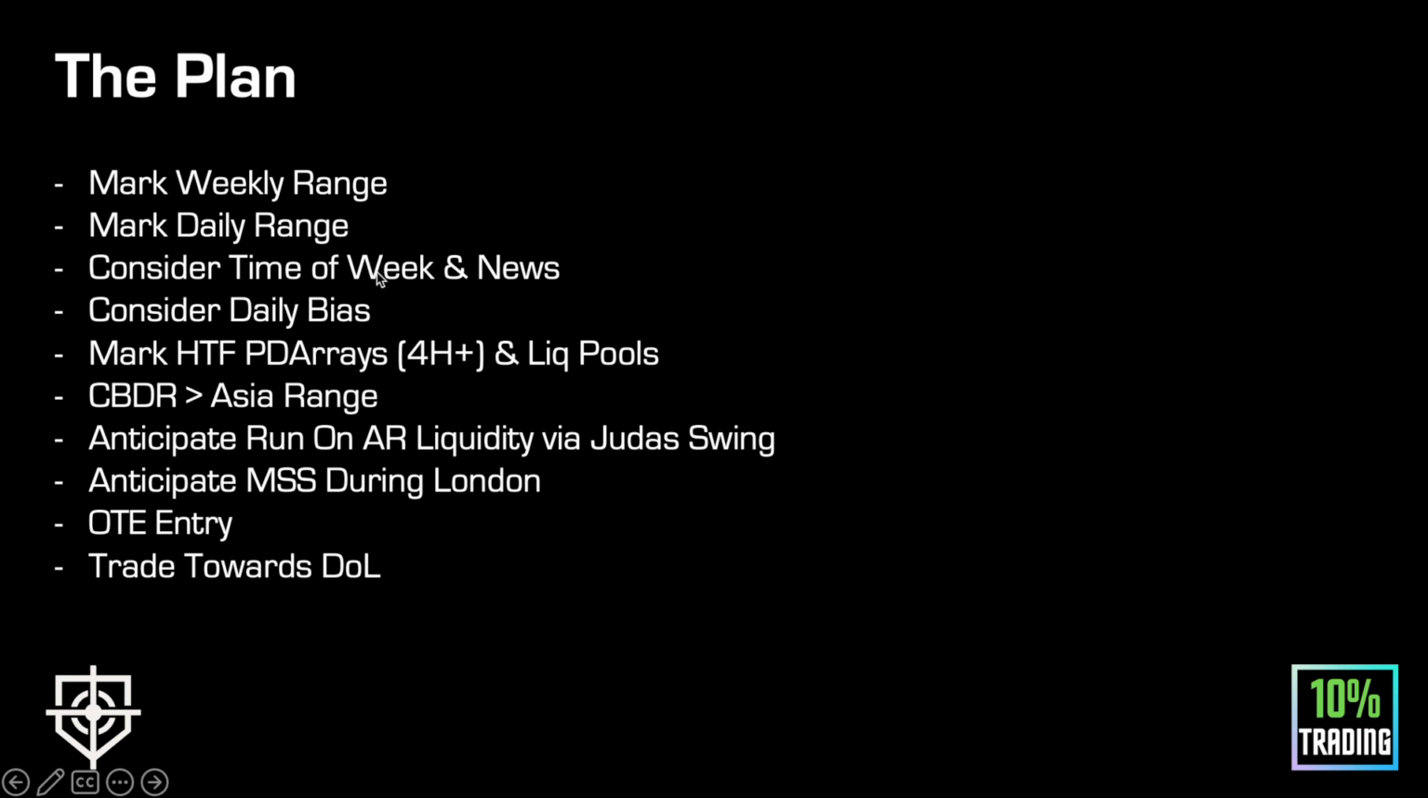Consider the time of week: what day is it? What weekly profile am I in, bearish or bullish? My daily bias, high time frame arrays, liquidity pools. We'll get into these concepts that I've taught. AR on the next point stands for Asia range: anticipating a run on Asia range liquidity via Judas swing. Anticipate a market structure shift during London. OTE entry to get into that market structure shift. Take the trade towards a draw on liquidity.